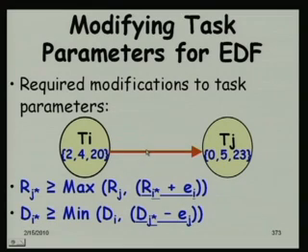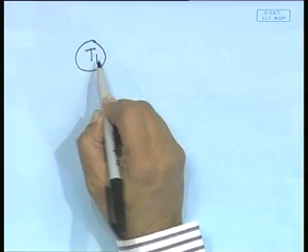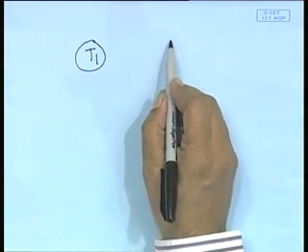Now, let us just try some examples. I hope this is understood, everybody. Now, I will just give an example. Please tell me what will be the modified task parameters. So, let us just draw an arbitrary task graph. So, let me just draw a task graph like this. T1, T2.